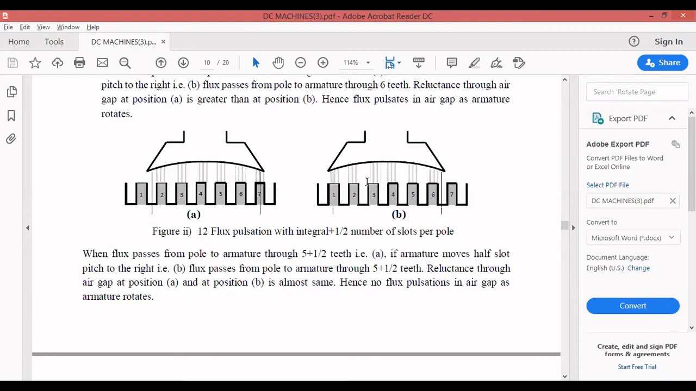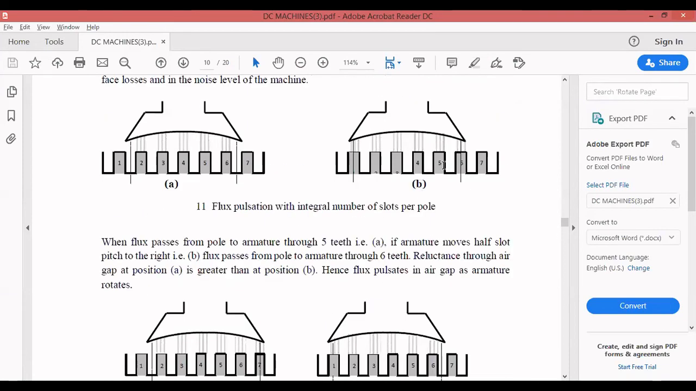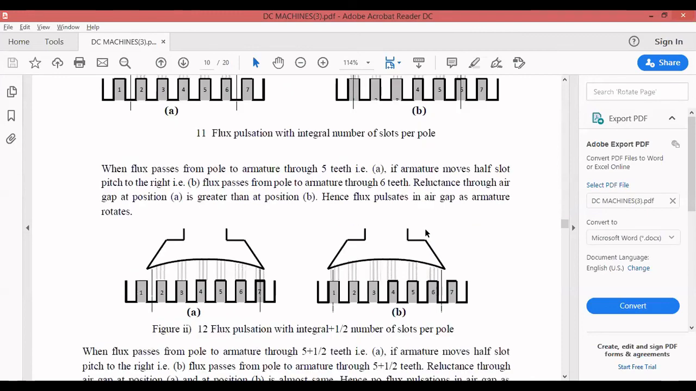So normally, if you maintain a fractional number of slots or a fractional number of poles, then the reluctance offered in the air gap will be almost the same, or almost negligible. Then the flux pulsation will be reduced if you go for a fractional number of slots. But not in the case here, where the slots will be an integer, even the teeth will be an integer value. Then there will be flux pulsation. That is the meaning.